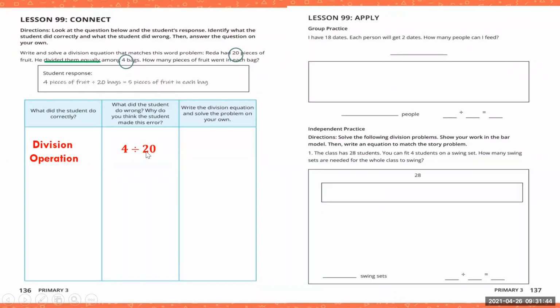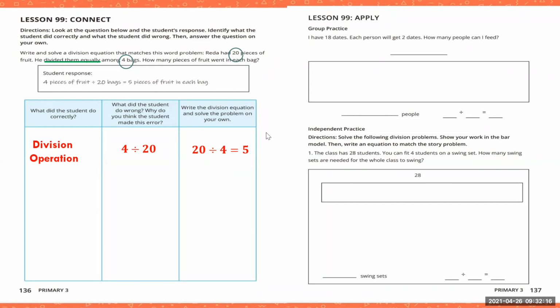We can't put 4 first. In division and subtraction, we must put the big number first. So if we wanted to solve it correctly, we will write 20 divided by 4. 20 divided by 4 equals 5.